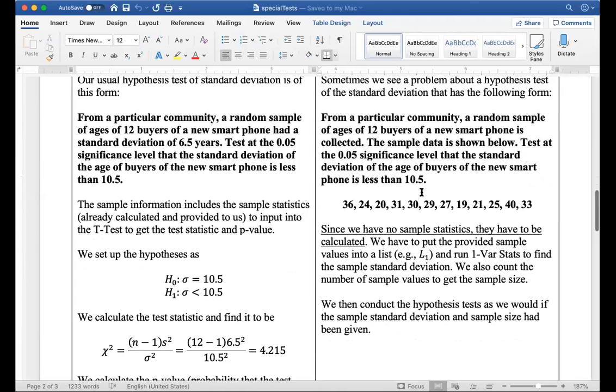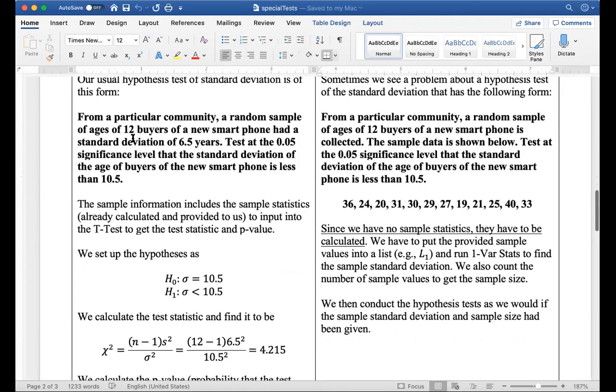So for this problem, we're given in a sample the sample standard deviation and the sample size, which we're going to need to compute the test statistic. And we're given the claim, which is that the standard deviation is less than 10.5, from which we come up with the null and the alternate. The null is sigma equals 10.5, always equal. And since the claim was sigma less than 10.5, the alternate hypothesis will be the same.